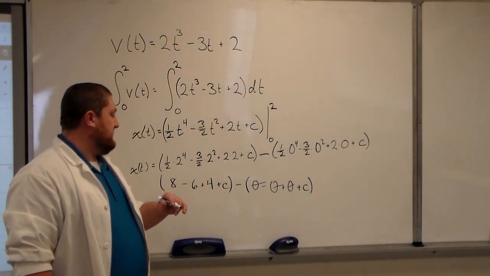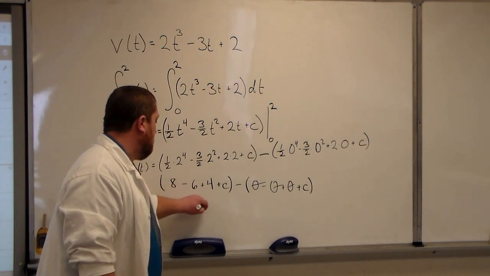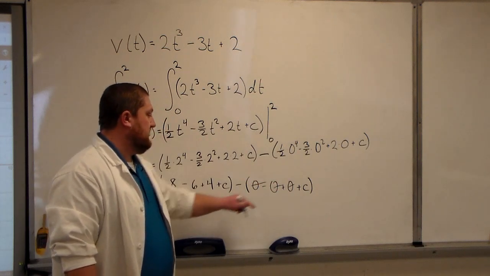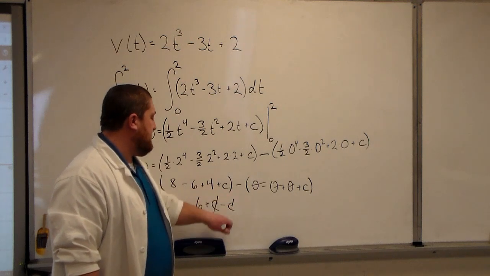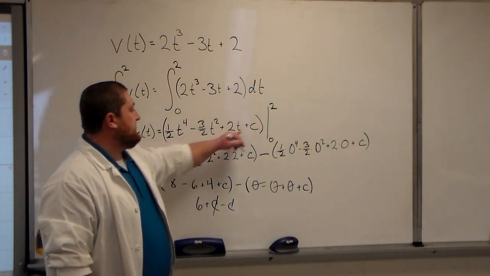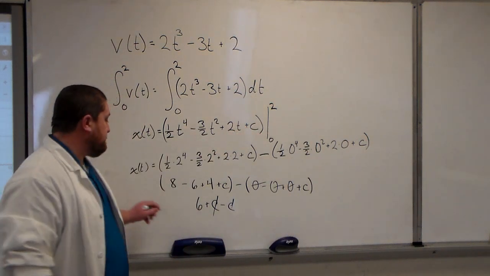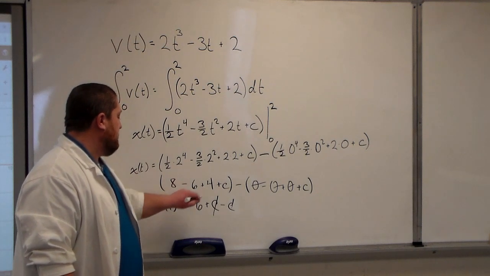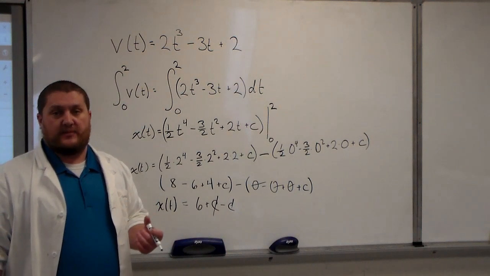I have 8 minus 6 plus 4. 8 minus 6 is 2, plus 4 is 6. Plus c minus, all that's left over here is c. So I have plus c minus c, those cancel out. Anytime I'm doing a definite integral, those c's will cancel out, so you generally don't even see them included. So my position changed 6 units during those 2 time intervals.